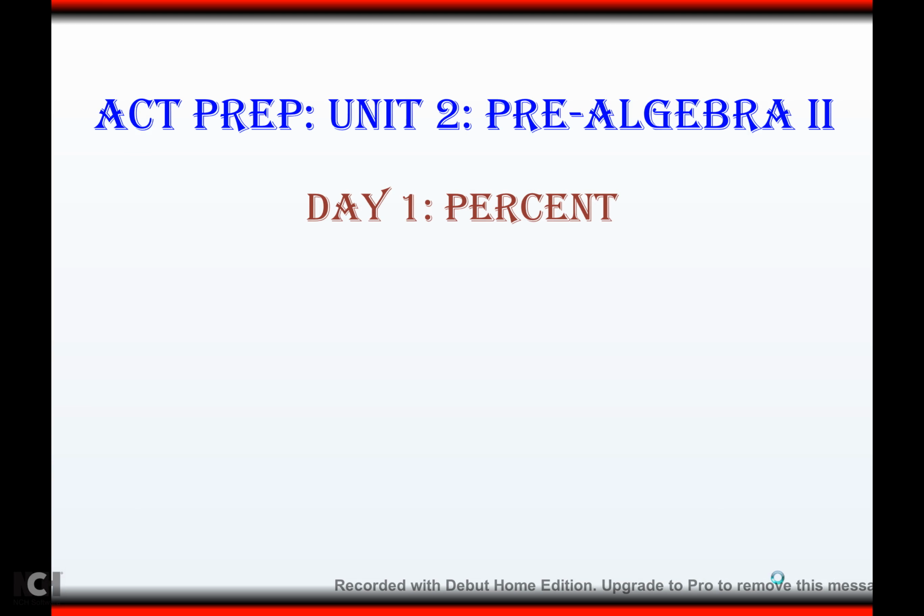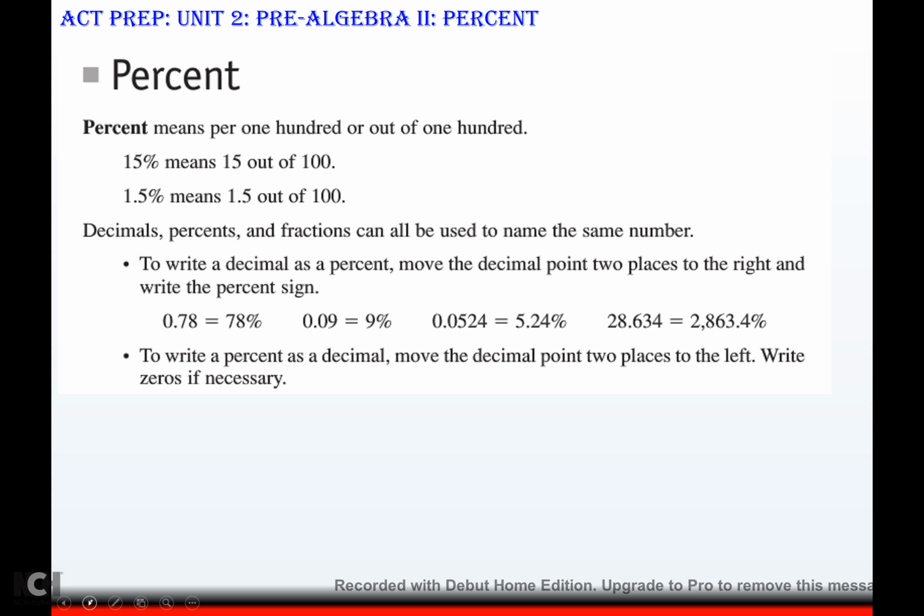All right, today we're going to start Unit 2, Pre-Algebra 2 topics, and today we're going to talk about percent. Percent means per 100 or out of 100. So 15% means 15 out of 100. 1.5% means 1.5 out of 100. Decimals, percents, and fractions can also be used to name the same number.